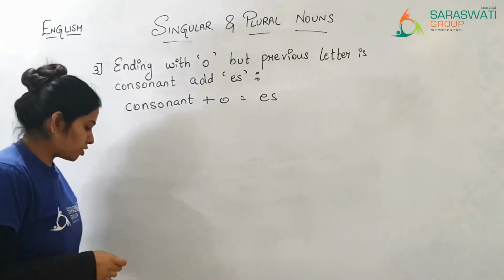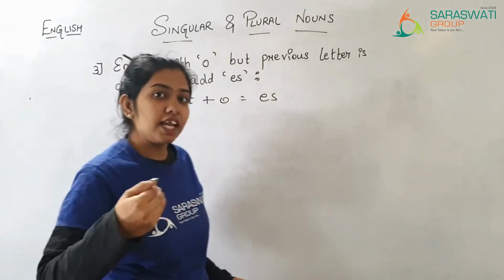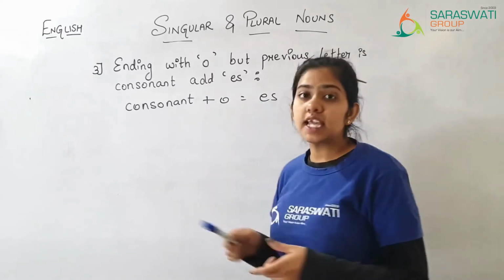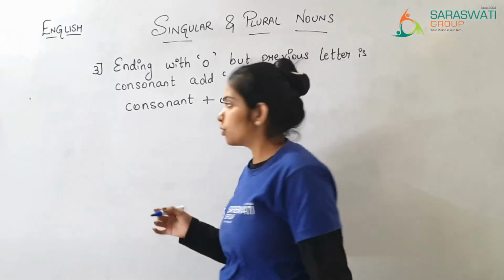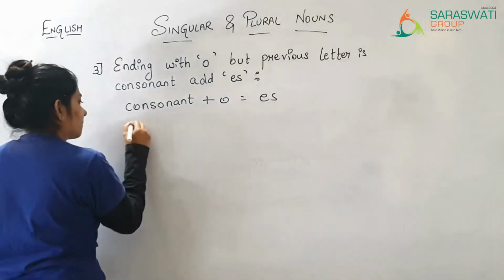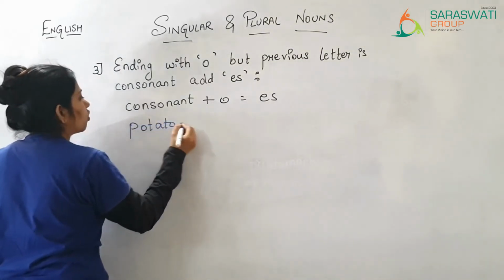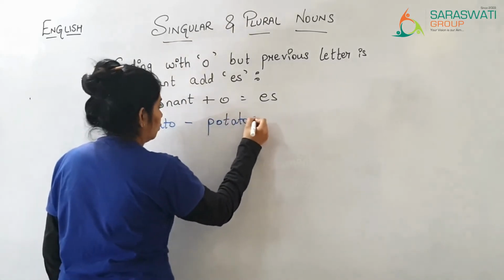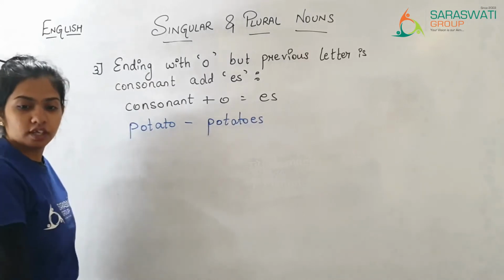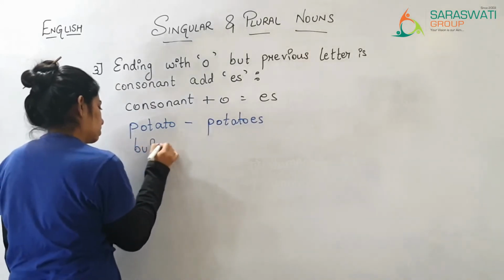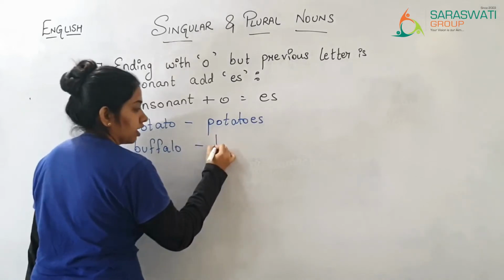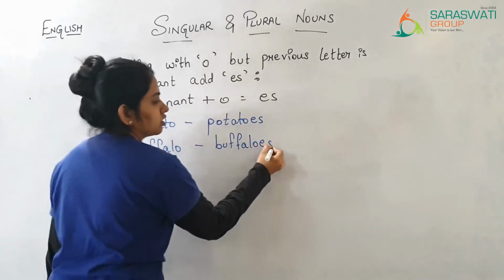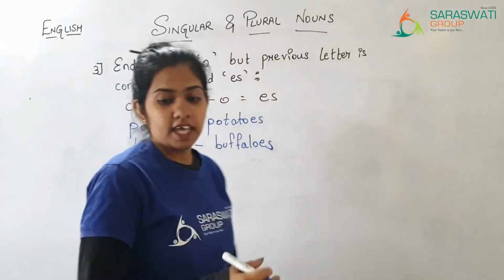यानी कि कोई भी वर्ड ओ से एंड होता है, बट उसके पहले का लेटर जो है वो कॉन्सोनेंट हो, राइट? तो आपको es भी लगाना है. फॉर एग्जांपल पोटैटो, देन es, potatoes. Buffalo, then buffaloes. Right? We are adding es to that.